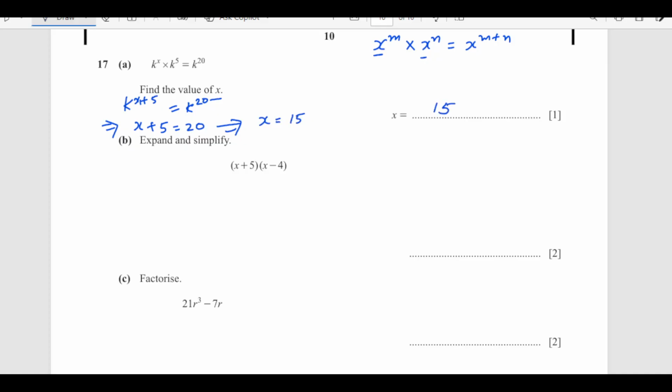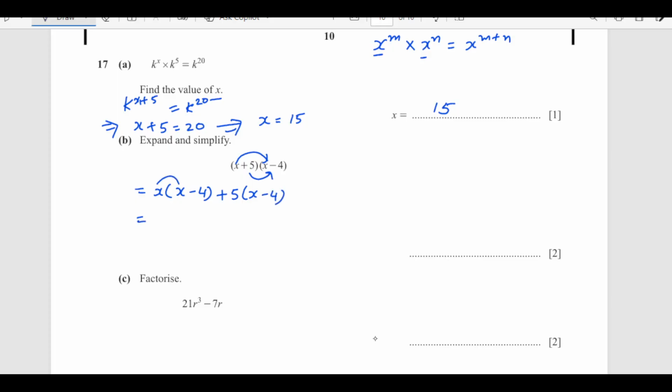Just 1 mark question. Now expand and simplify. So when you expand, x times the whole of the second bracket, x minus 4. Then we have plus here, so we will put plus 5, and then again the whole of second bracket, x minus 4. Now we can expand it easily.